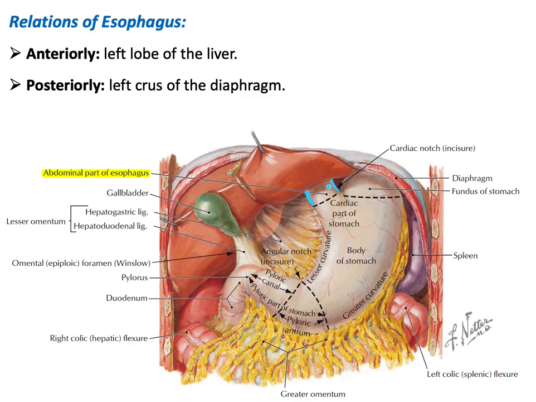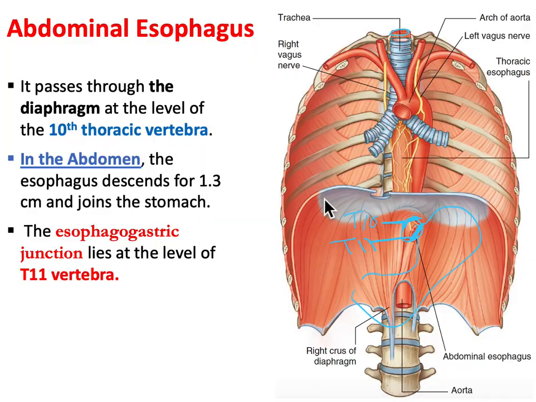Indeed, anteriorly, it's related to the, you see how the left lobe flipped up. So anteriorly, it's related to the left lobe of the liver, while posteriorly you have the left crus of the diaphragm. Where is that? Let me just erase these things and look, this is the esophagus, and this is the right crus of the diaphragm.